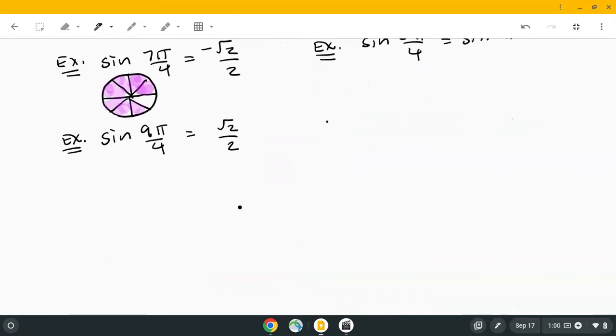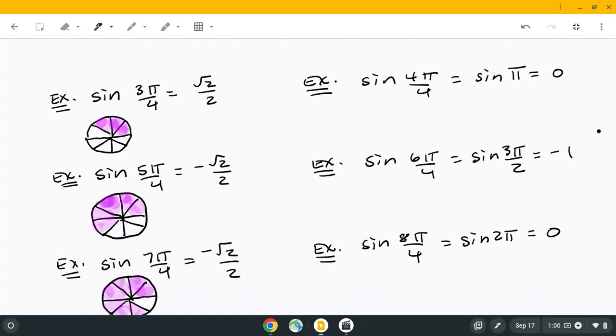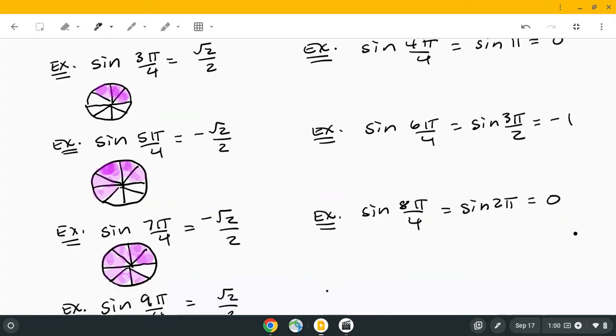So let's get back down to here. That's how we got these answers. Pi is 180, sine of 180 is 0. 3 pi over 2 is 270, so sine of 270 is -1. 2 pi is the same as 0 or 360, so sine of 0, 360 is 0.